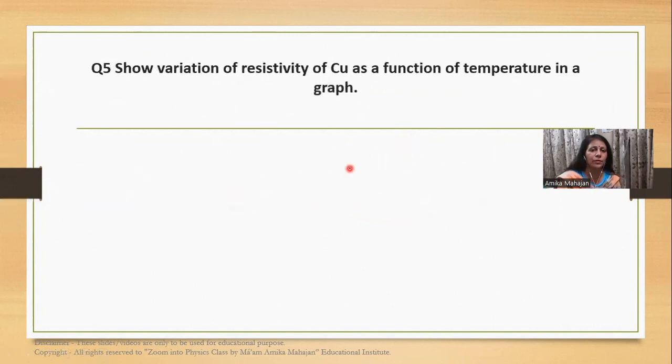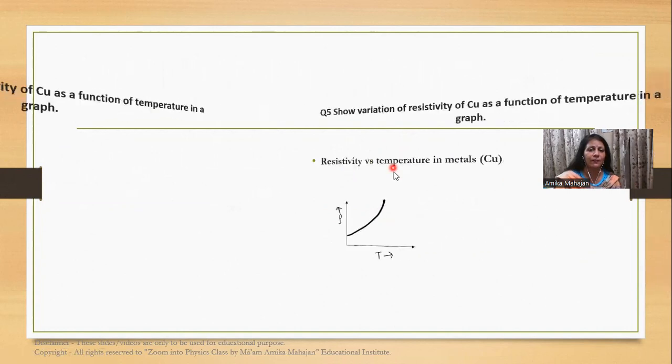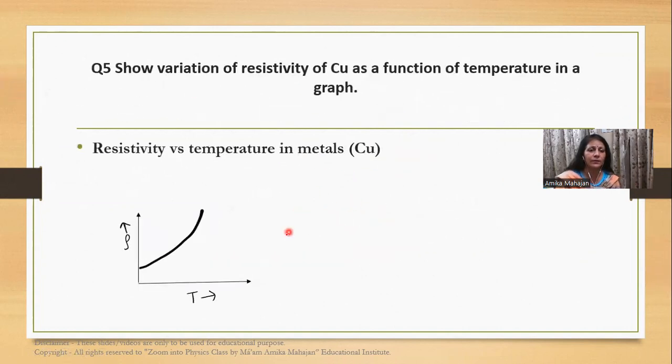Show variation of resistivity of copper as a function of temperature in a graph. Copper is a metal, so this graph will be like this. It will not be a straight line increasing, but it will be a curve graph, not starting from the origin, a little bit higher.